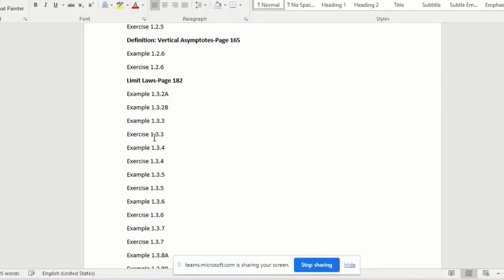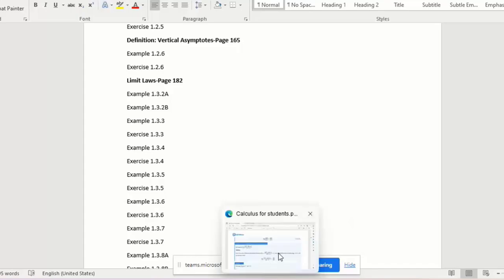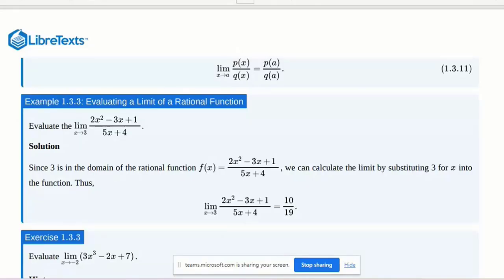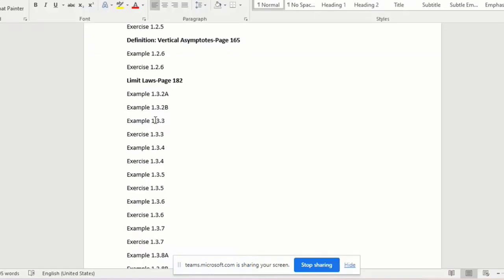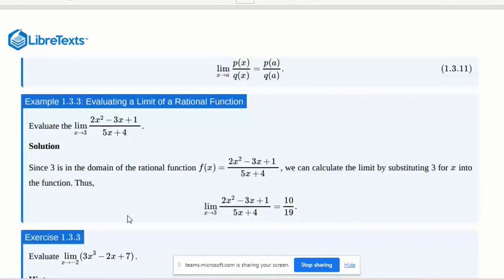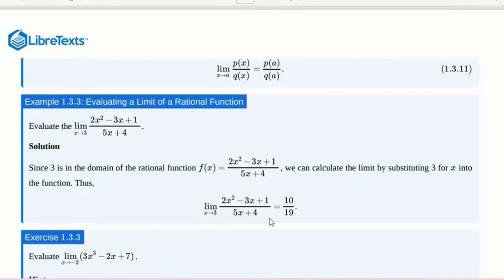Let's look at this. I think this was an example. Now let's see what is coming. There is an exercise. Do you see this exercise? Evaluate the limit of 3x cubed minus 2x plus 7 as x approaches minus 2. Please evaluate this.